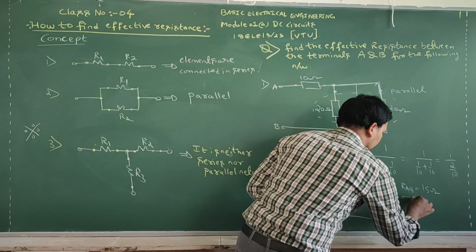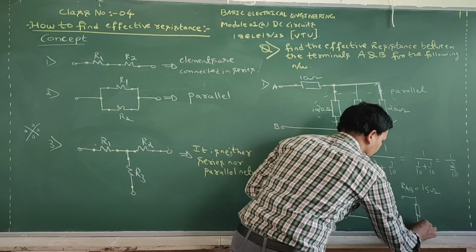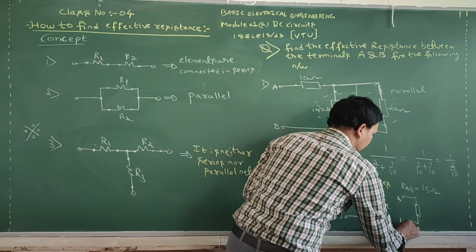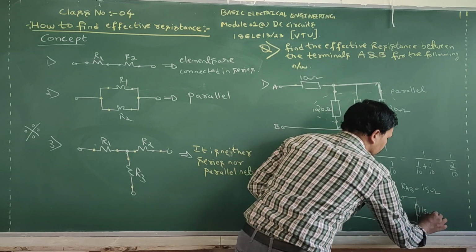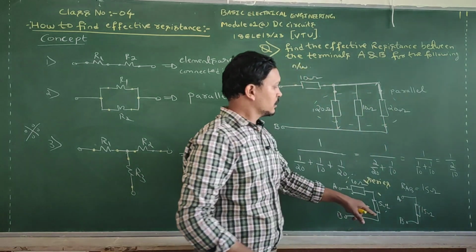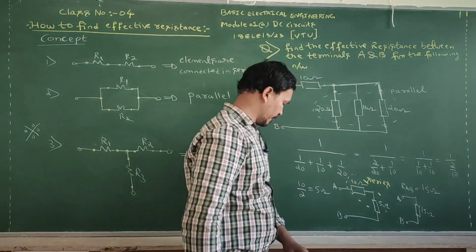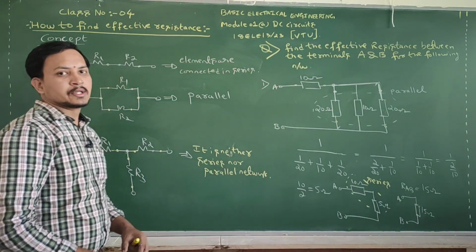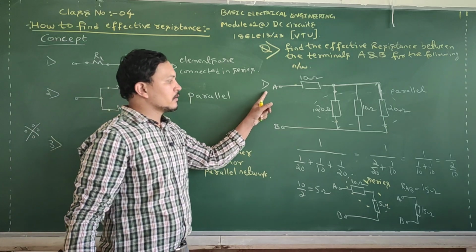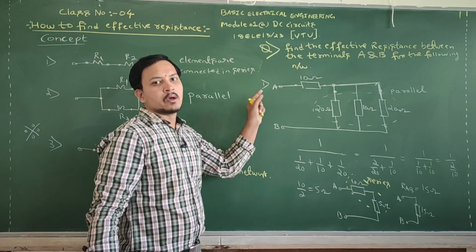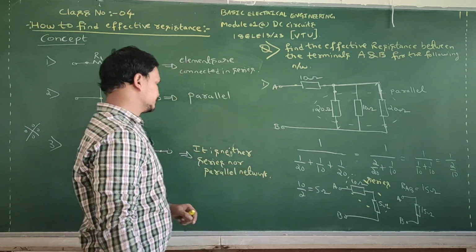Otherwise, you can draw the network with terminals A and B. What is the effective resistance? 15 ohms. Okay, got it, guys? Understood? So this is the first problem. Pause the video and then copy it down.